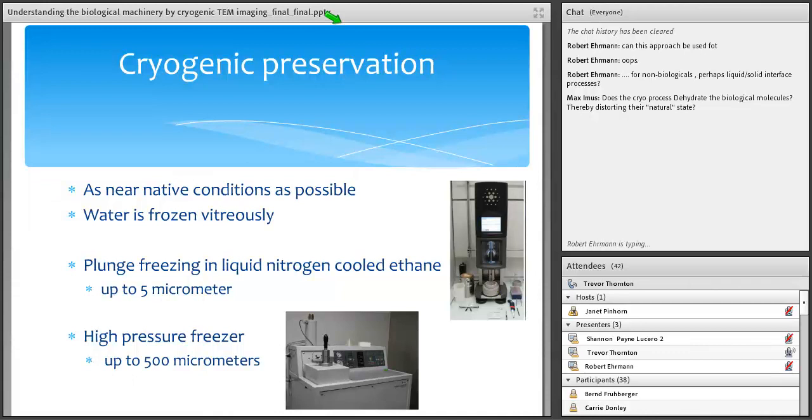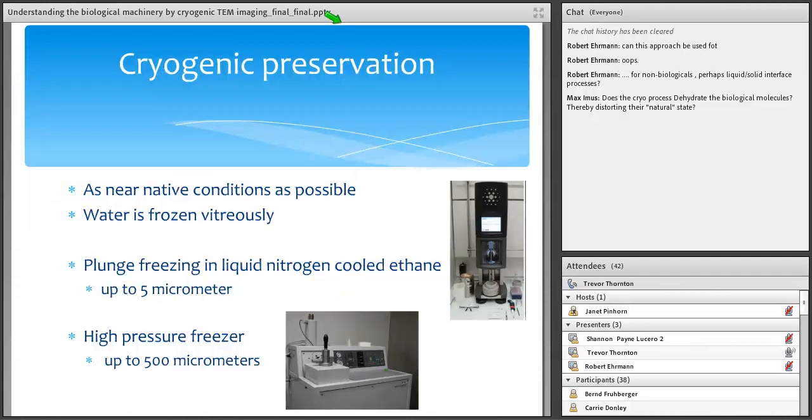And so the reason we use ethane is because it has a high specific heat capacity. What that means is it takes a lot of energy to convert it from a liquid state to a gas state, whereas liquid nitrogen doesn't freeze very well because you can stick your finger in it. And the reason you can do that is because it turns to a gas state very easily, and that gas forms an insulating layer around your finger. Ethane will not do that.